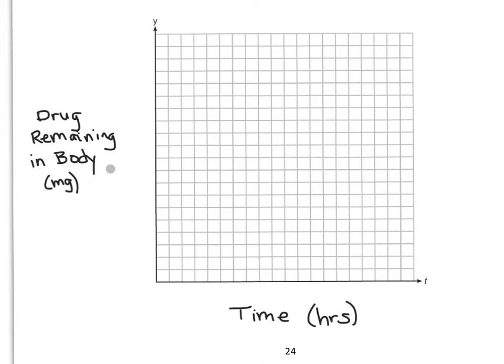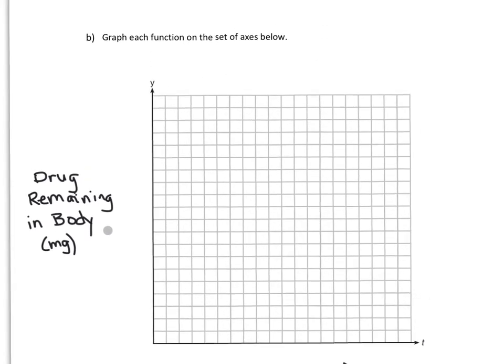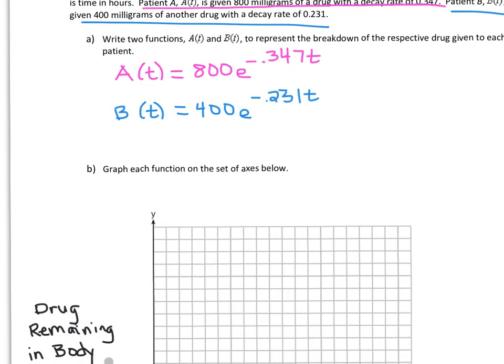Okay, so now what we're going to do is, I'm not really sure at this point how high to number along the y-axis, or even along the t-axis. But actually, you do kind of know how high to number up along the y-axis, because think about this logically. If patient A started with 800 milligrams and the amount of drug is decaying, isn't it going to go down from 800? So 800 is the highest we need along this y-axis.